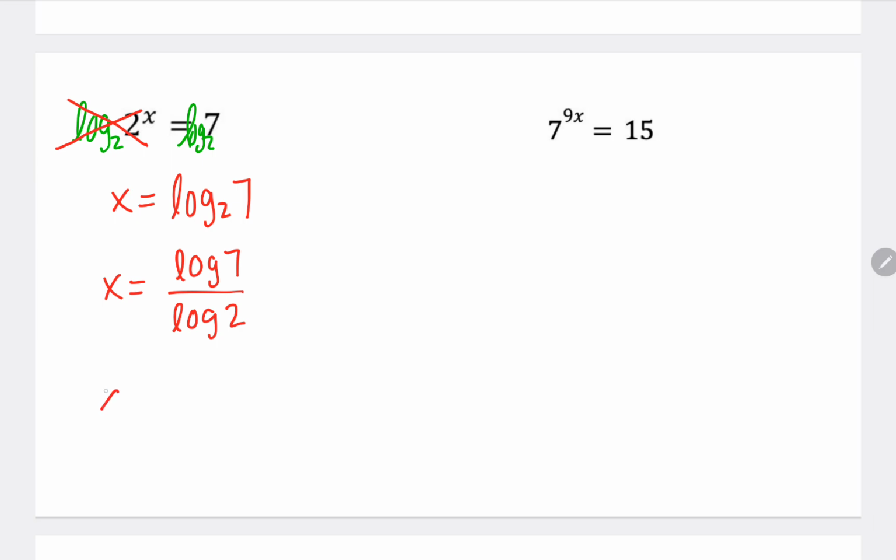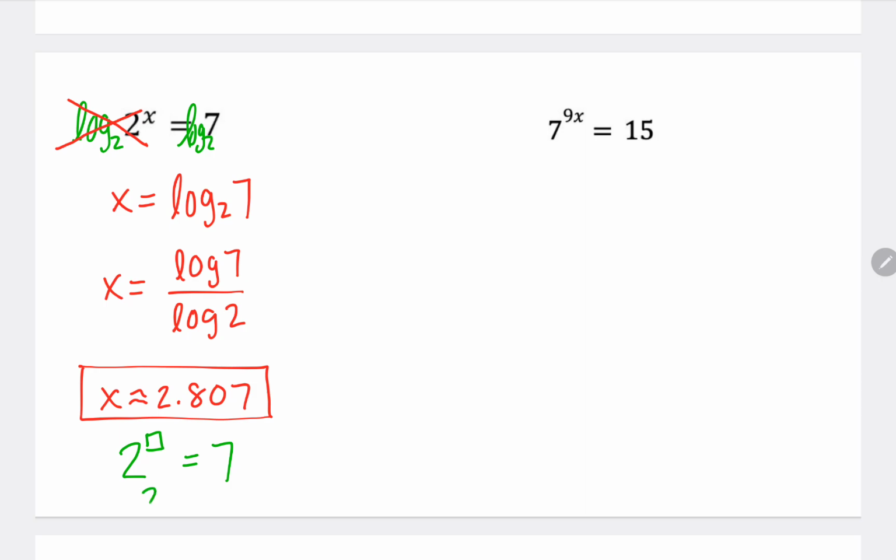When we divide, we get approximately 2.807. And remember, what we were trying to find was what exponent to put on 2 to get 7. So make sure your answer makes sense. We know that our answer is going to be less than 3 because 2 to the third power is 8, and we want our answer to be 7. So our answer is less than 3. 2.807 seems reasonable.